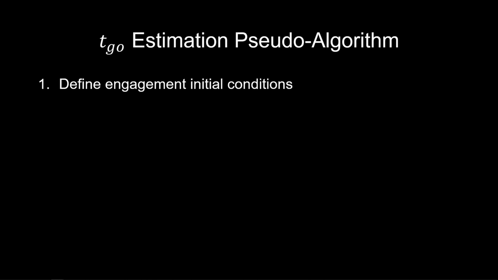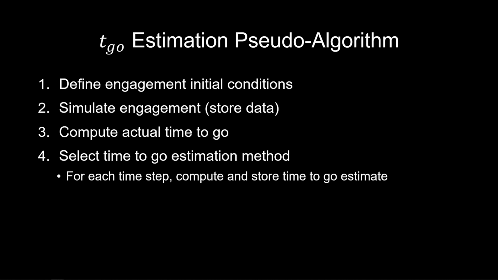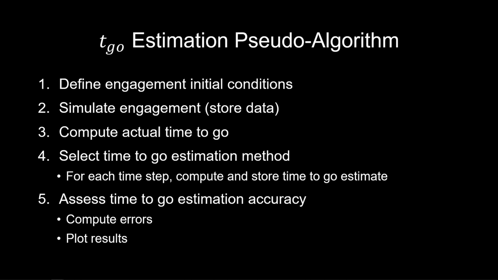First, define engagement initial conditions. Then, simulate the engagement, store the results. Next, compute actual time to go. Then, for each estimation method at each time step, compute and store the time to go estimate. For the iterative method, a Newton-Raphson algorithm was applied and 10 iterations were executed at each time step. The initial guess is the previous time to go, except at the first time step where the method R over VC was used as the initial guess. Finally, time to go estimates and their errors are plotted and compared.